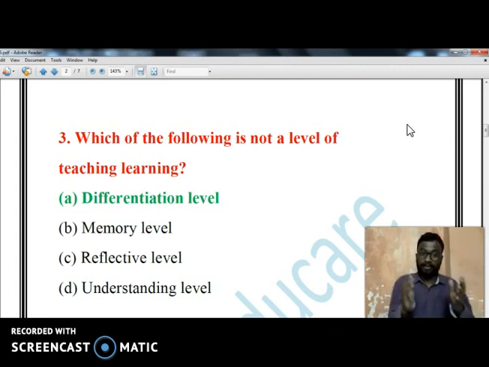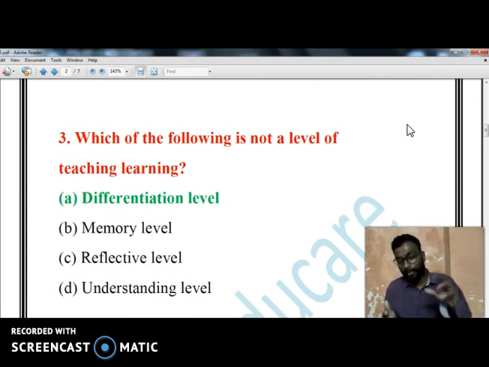Memory level is the first level where the information is going towards the brain. Again, the second stage is understanding. Whatever data is available in the brain, the understanding process takes place, and after understanding, the next phase is the reflective level. So this is the sequence: memory level, understanding level, and reflective level. And there is no concept called differentiation level. I hope you understand, right?